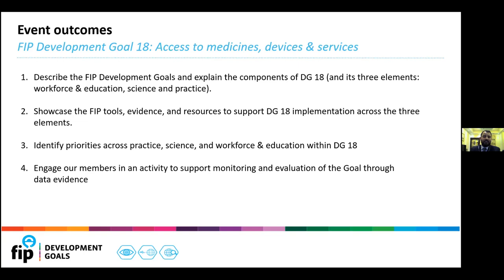So, what are the outcomes of our event? In this development goal 18 event, we will describe the FIP development goals and explain the components of DG18. We have three elements. First, the workforce and education. Then we'll go to the science element, and at the end to the practice element of this goal. We'll also showcase FIP tools, evidence, and resources to support DG18 implementation across the three elements. We will identify priorities across practice, science, and workforce and education. And of course, we want to engage our members in an activity to support monitoring and evaluating of the goals through data evidence. We'll go back to this activity at the end of the webinar.